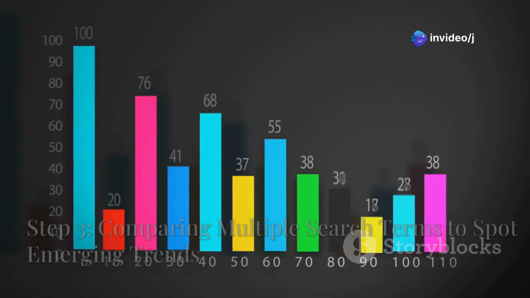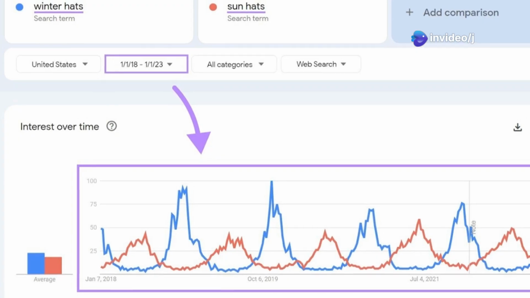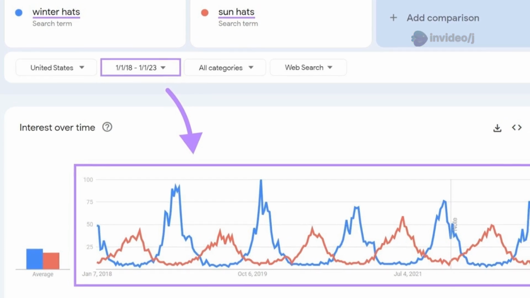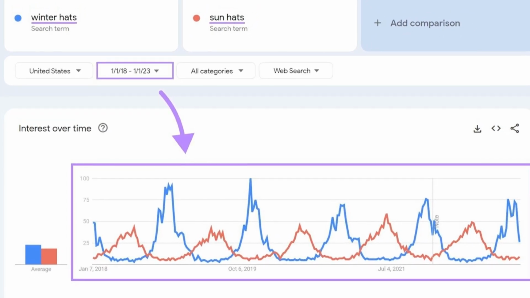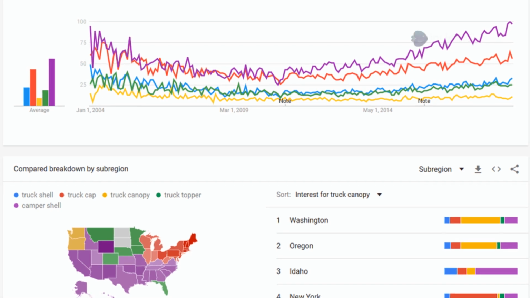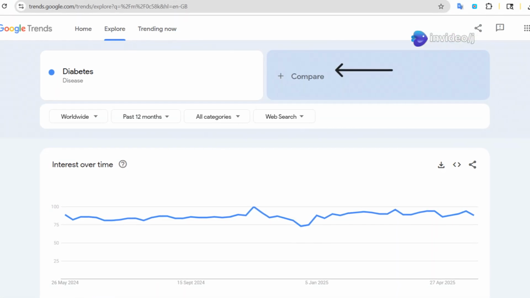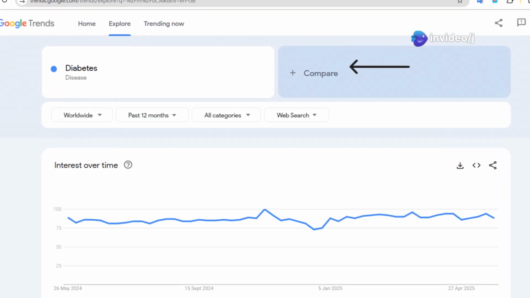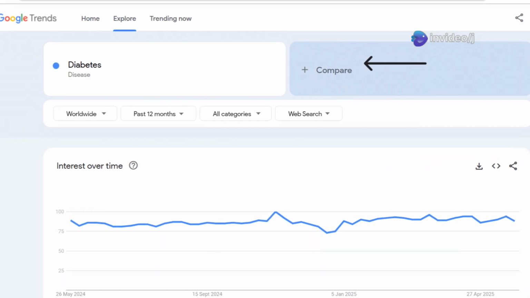Next, compare multiple search terms. One powerful feature of Google Trends is the ability to compare multiple terms side by side. This is great for identifying which topics are more popular or which one is emerging faster. Use the plus compare feature on the Explore page to analyze terms side by side.